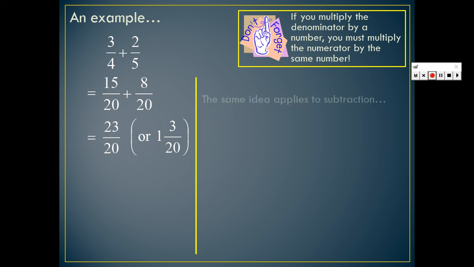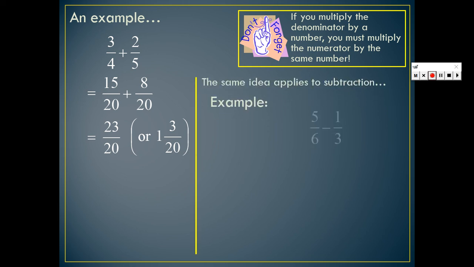Another example, this time with subtraction. 5/6 minus 1/3. And I'm going to use my trick and my move again. I think the most powerful move to find common denominators is to count by 6s, because that's the denominator of the first one. 6, 12, 18, 24, 30. Then count by 3s. 3, 6. Oh, 6 will work. I don't have to go to 18.